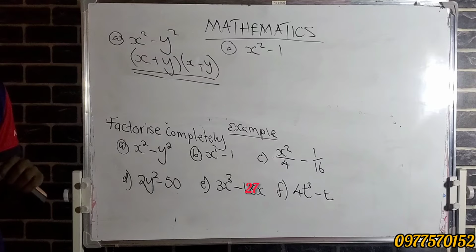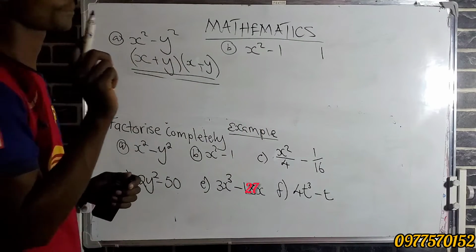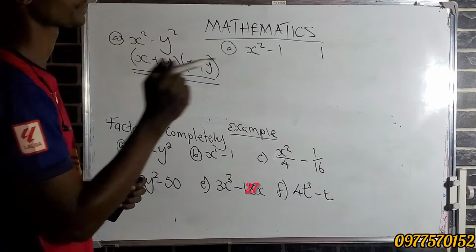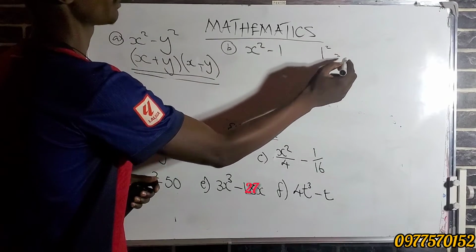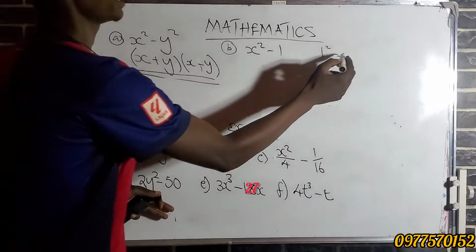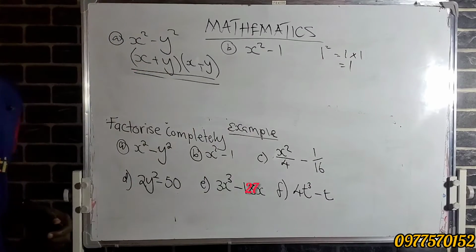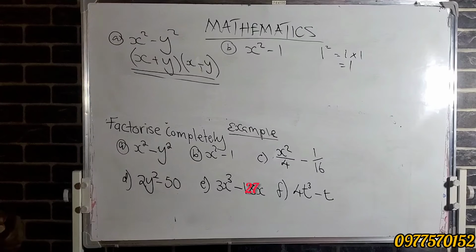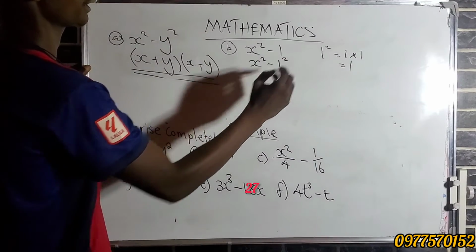X is squared. How about 1? It's squared. Yeah, because 1 to the power 2 is what? 1 times 1, right? Yes. It means 1 times 1, which is just 1. So yes, both are squared. Okay? So this can be written as x squared minus 1 squared.